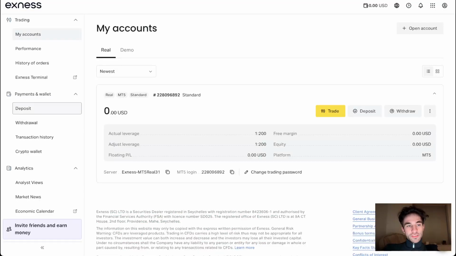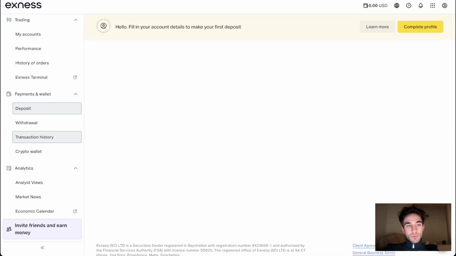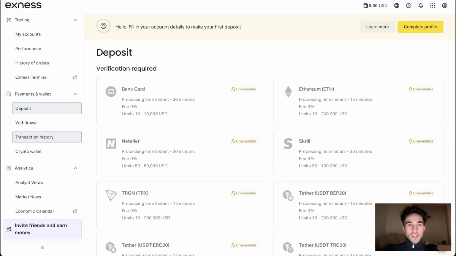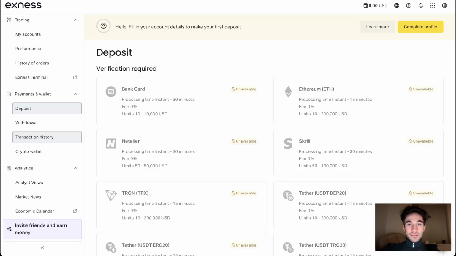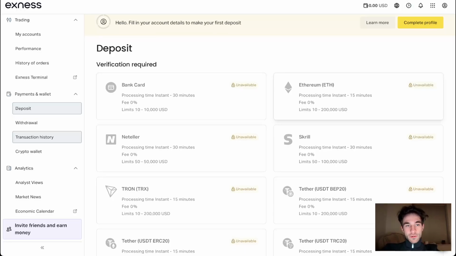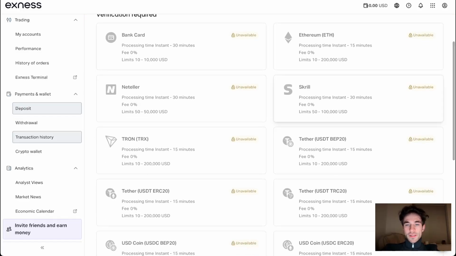The reason for this is because if we come over to the deposit area right here, with both of these accounts, these are of course not my main accounts, and I can't verify these because I already have accounts with both of these platforms, which is why you can see with the deposits and the withdrawals, these are unavailable. But I can still show you everything that I need to show you.